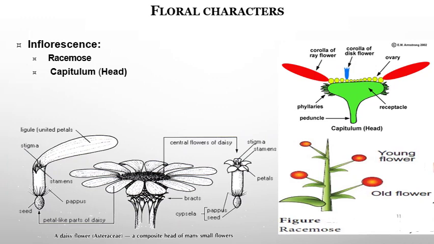So the inflorescence of the Asteraceae family may be a racemose or may be a capitulum, that is also called a head. In the case of raceme, the inflorescence in which the main axis develops lateral flowers to grow indefinitely up to the last flower, and such type of inflorescence is racemose inflorescence.